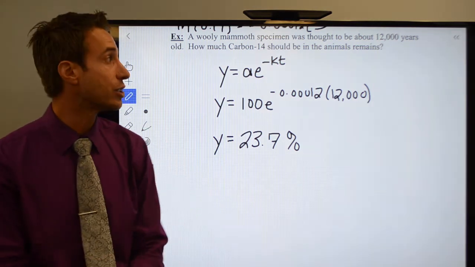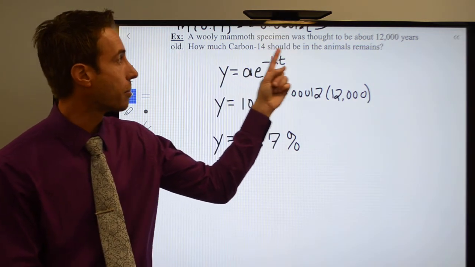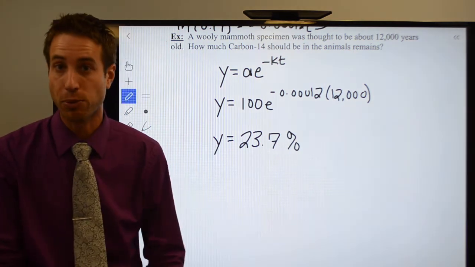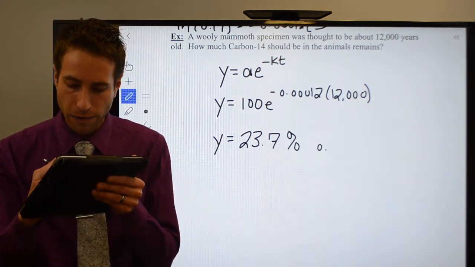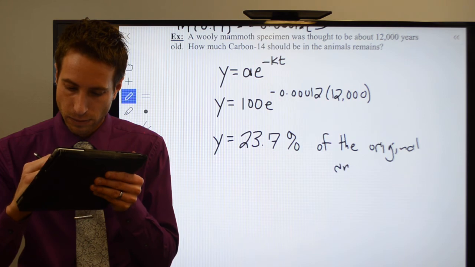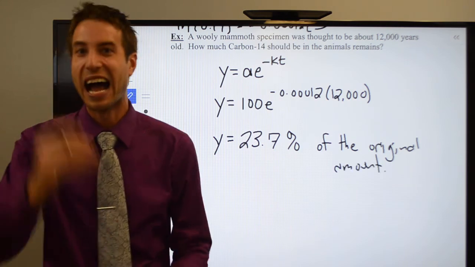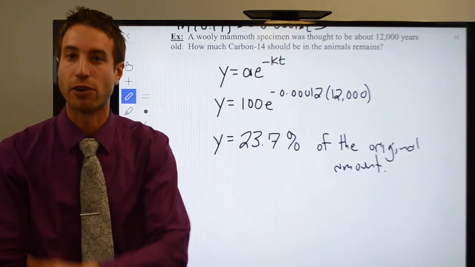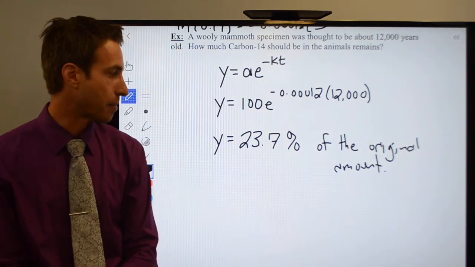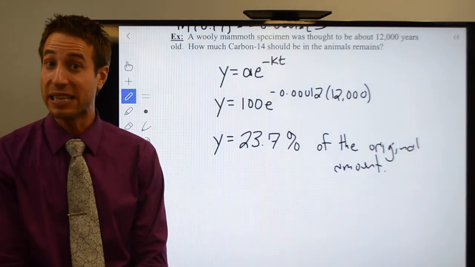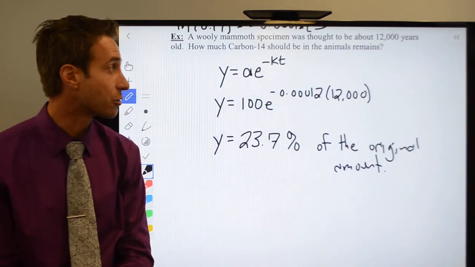23.7% of the original amount. The question asks, how much carbon-14 should be in the animal's remains? 23.7% of the original amount. And I know it's going to be a percentage because I just multiplied it by 100, and that's how you convert a decimal to a percent. You multiply by 100. So 23.7% of the original amount should be left after 12,000 years.